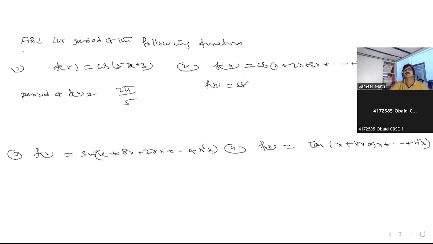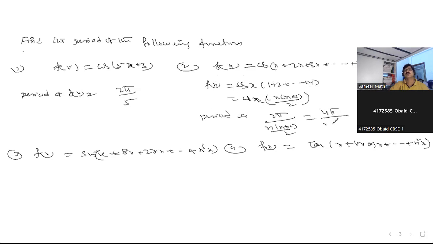This is cos x; if you take it common, 1 plus 2 plus up to n can be written as n into n plus 1 by 2, the sum of the first n natural numbers. So the period is 2 pi, and whatever the coefficient is, you have to write it in the denominator, n plus 1 by 2. So the answer is 4 pi by n into n plus 1, that is the period.